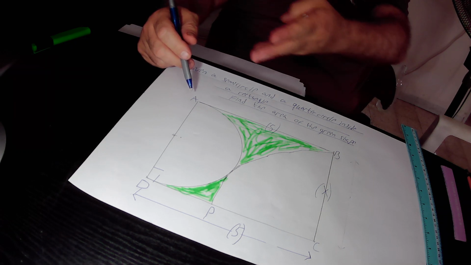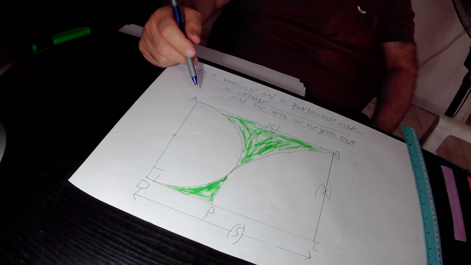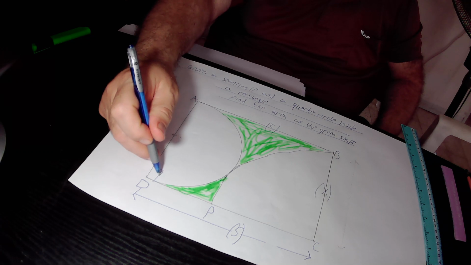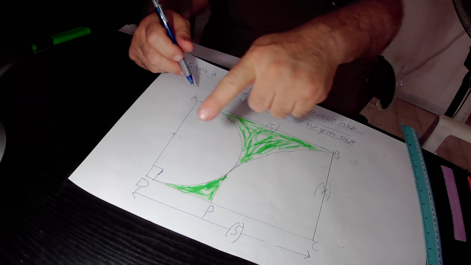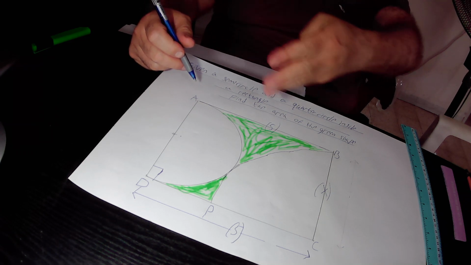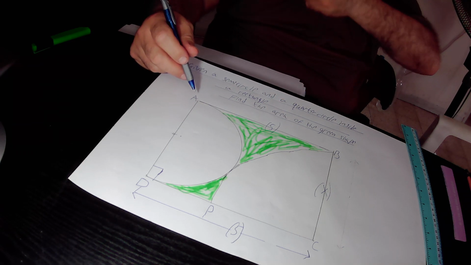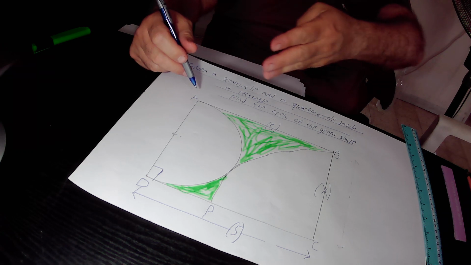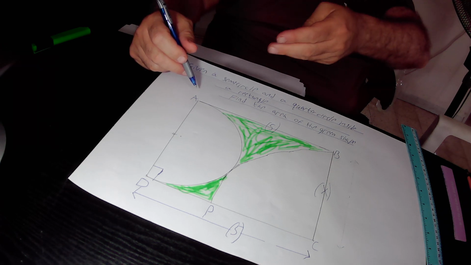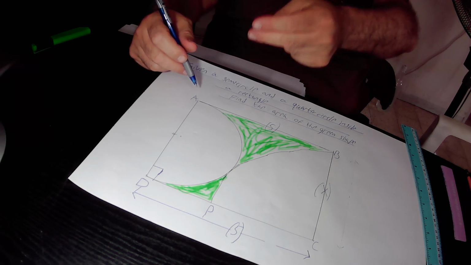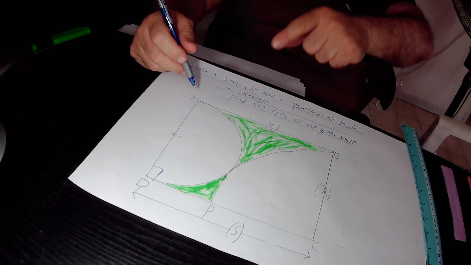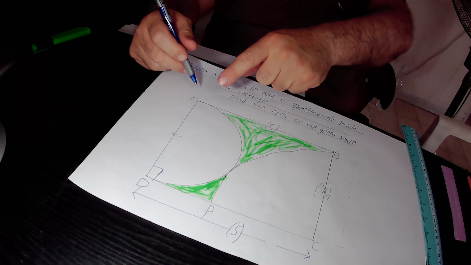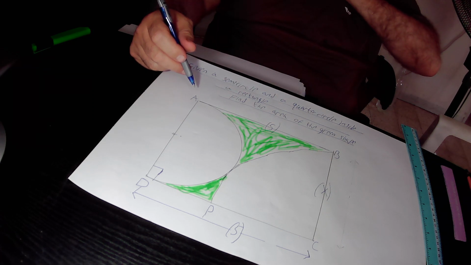AD is one side of rectangle ABCD, but AD is also the diameter of this semicircle. So we know that the diameter of this semicircle equals x. If the diameter equals x, it means that the radius of this semicircle must be equal to half of it. That is to say, it must be equal to x over 2. So the radius of this semicircle equals x over 2 units in its length.